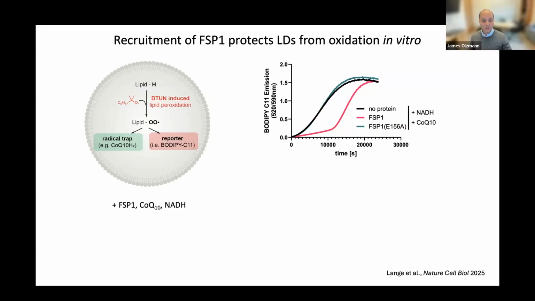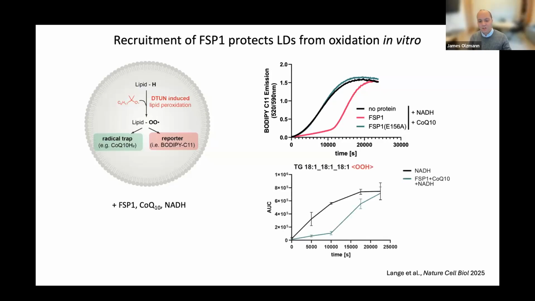So this was really good confirmation that in this reconstituted system, FSP1 together with CoQ could directly suppress lipid peroxidation. But because we were using an indirect fluorescence readout, it was unclear whether the neutral lipid, triacylglycerol, was being oxidized or the phospholipids in this system. So Mike performed some additional lipidomics analyses of these experiments.